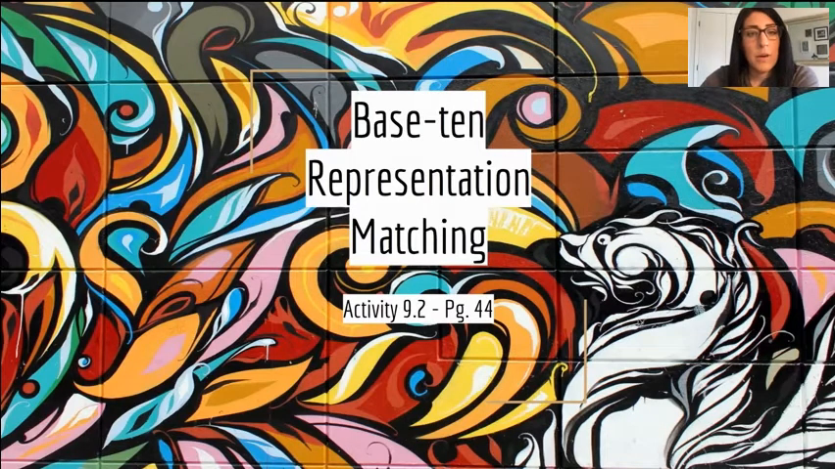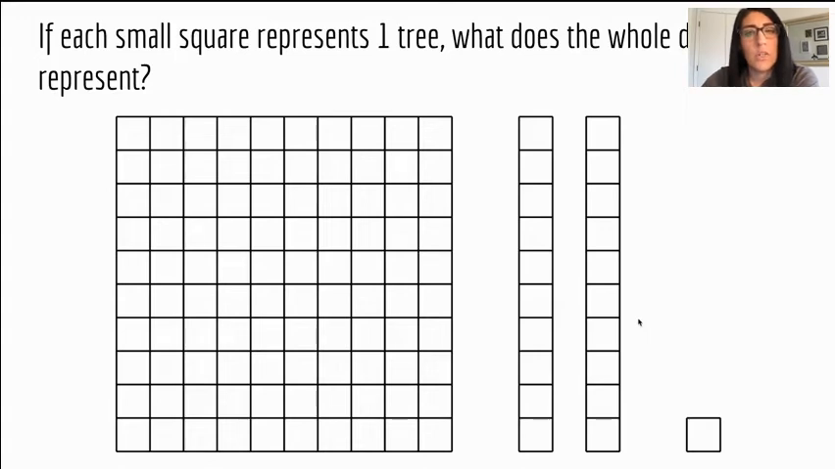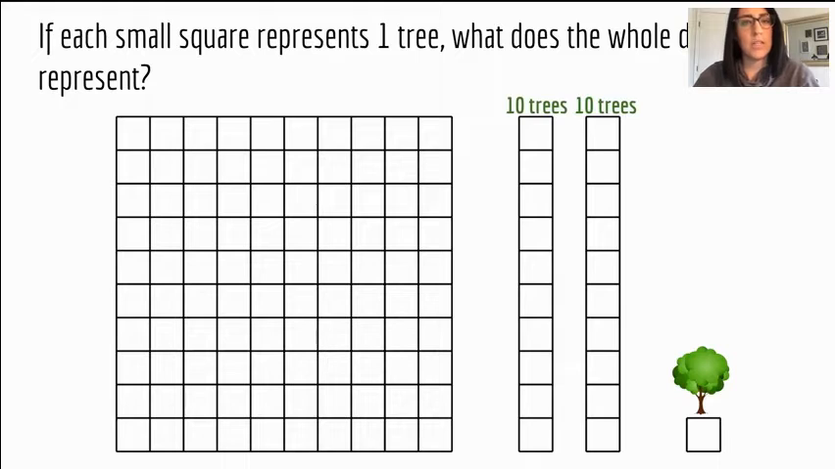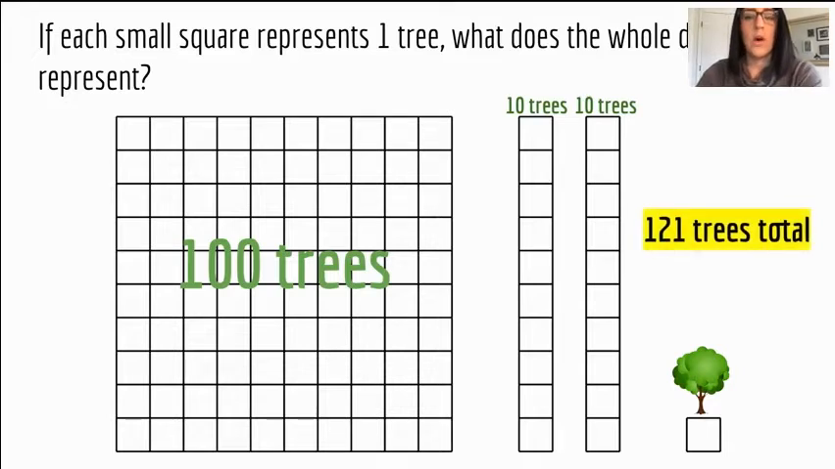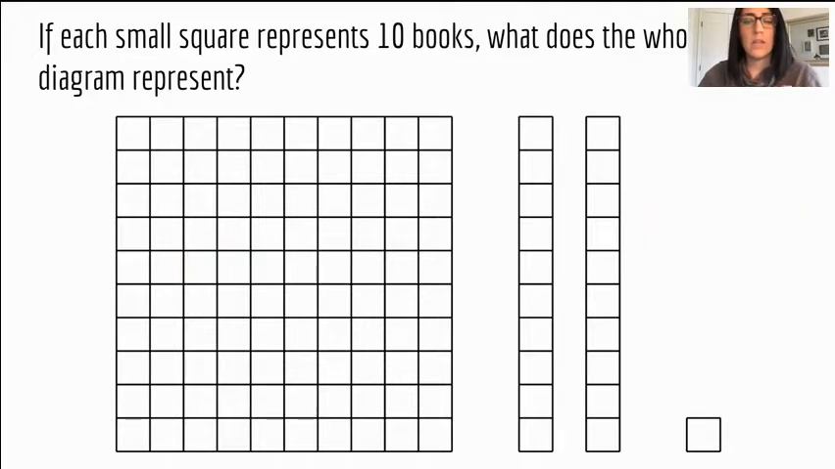We start with a base 10 representation. And before you start working on your own, we're just going to go through some examples where we're going to look at this small square down here and give it a different type of representation each time. So let's start by thinking that this small square represents a tree. And our goal is to think about the big picture of this whole entire diagram. So if one small square is a tree, we know that this rectangle would be 10 trees. The second rectangle is 10 trees, and the entire big square would be 100 trees, totaling 121 trees.